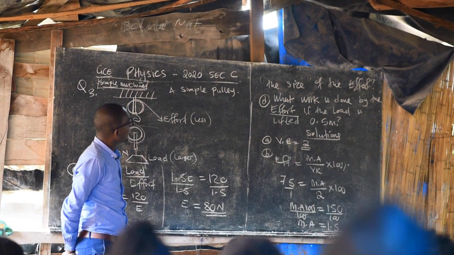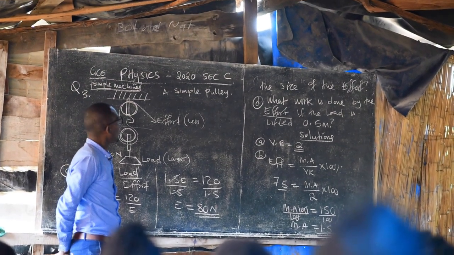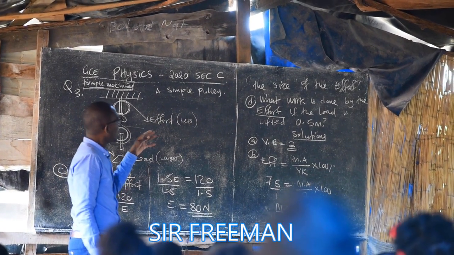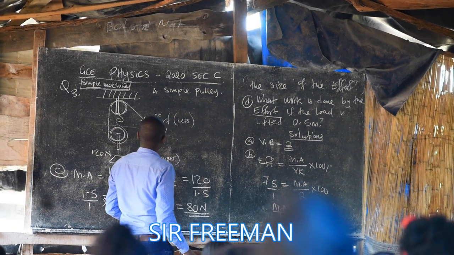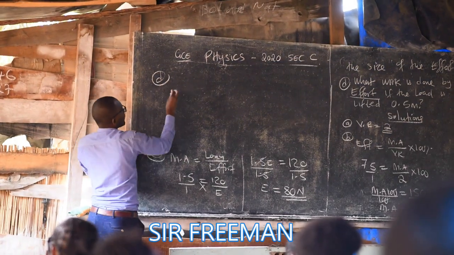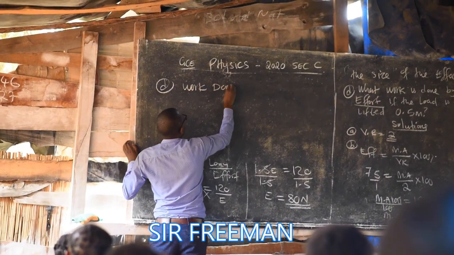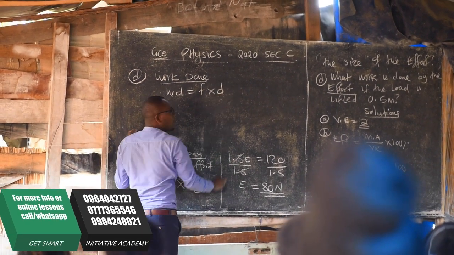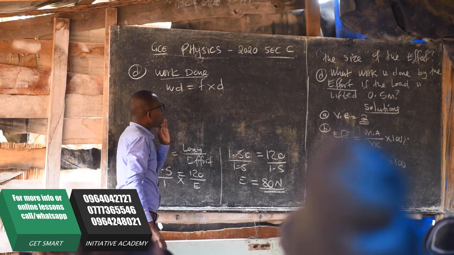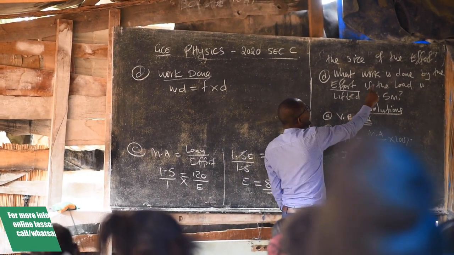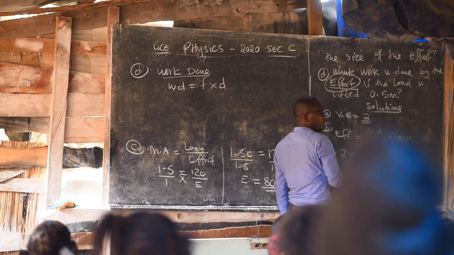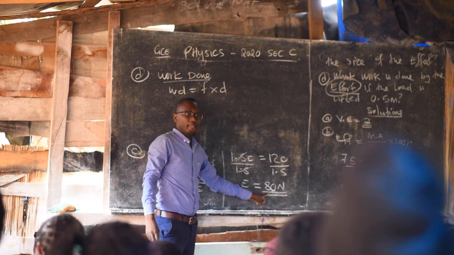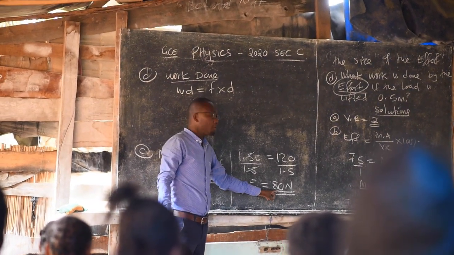Then we can possibly deal with our D. So, what work is done by the effort? What formula do we use when calculating work done? We are finding work done, and we know that work done is given by force times distance. Is that okay? Now, what force do they want us to use? They are asking what work is done by the effort, so the force that we're going to use is the effort force. Are we together? We're going to use 80.